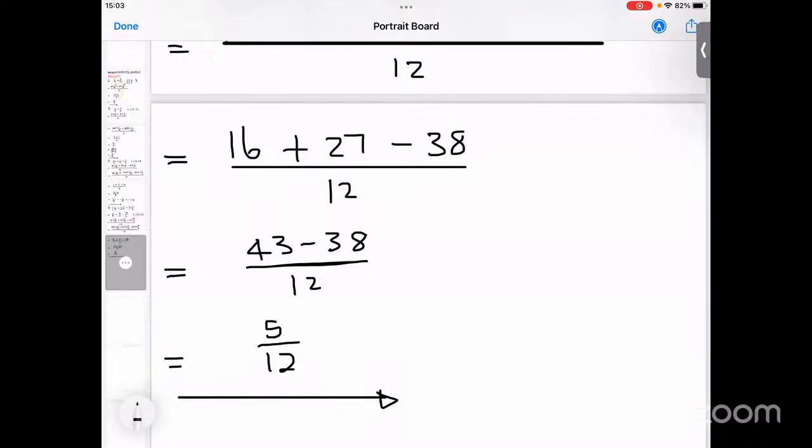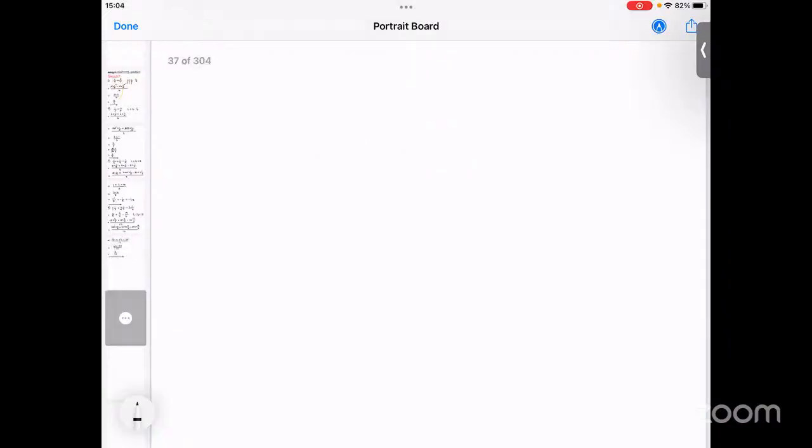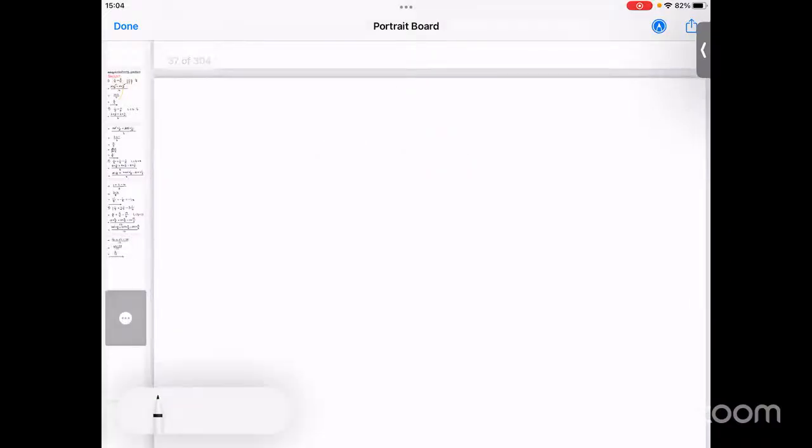I hope that makes sense. So that's how you deal with expressions which are in the form of fractions. Not equations, but expressions where you just need to simplify. Okay, so now the last part of this is where we are dealing with a mix.